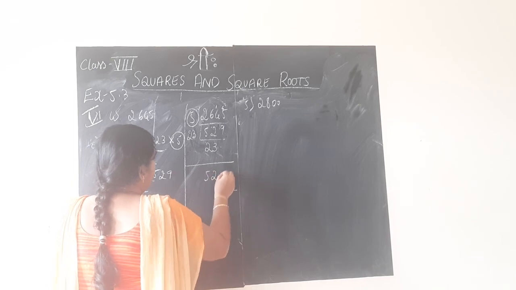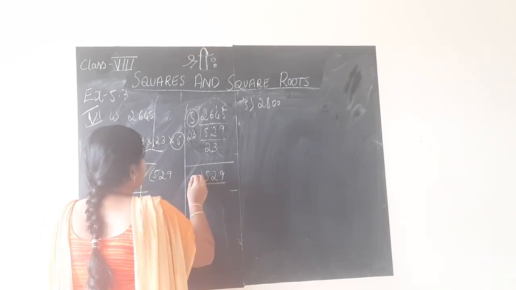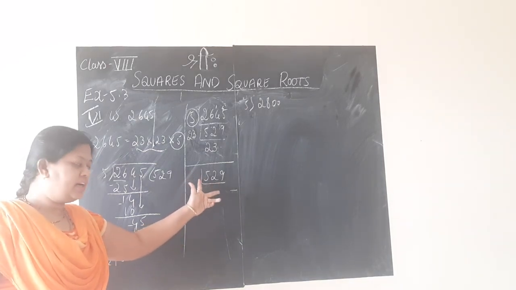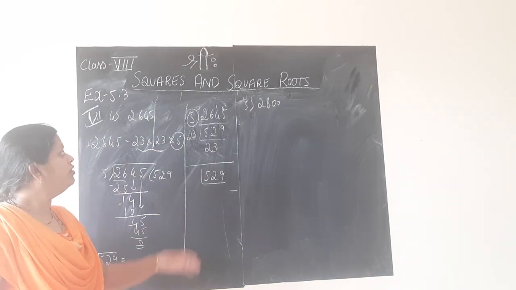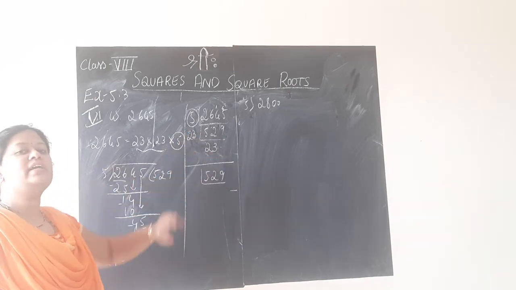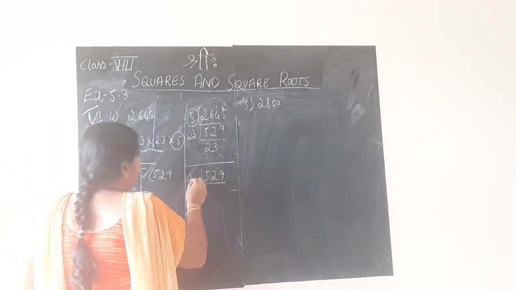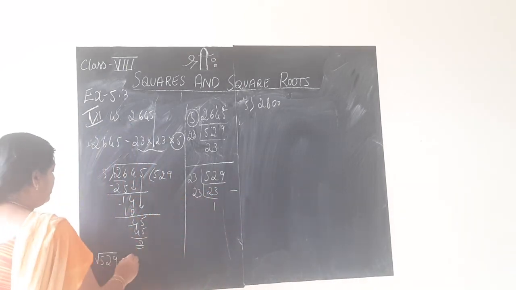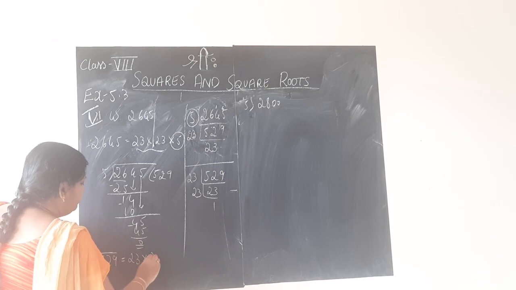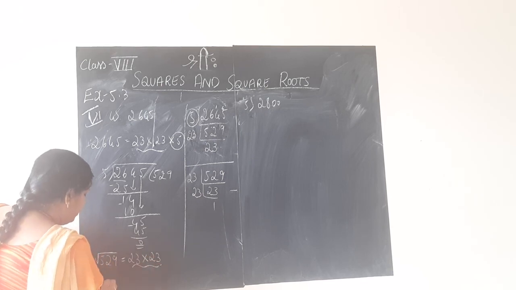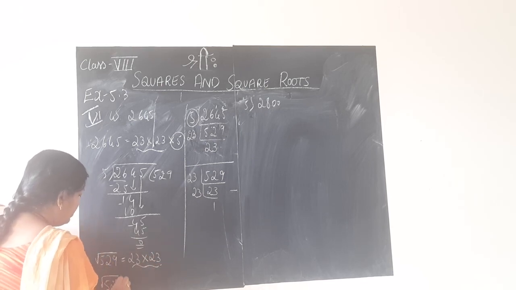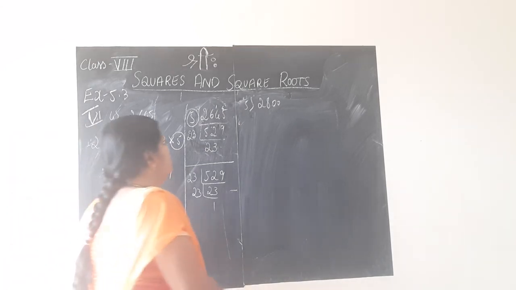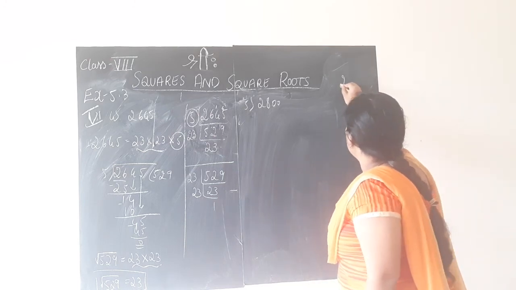But we have to find out the square root of 529. For that, do you think we have to go for the prime factorization method again? No need. Why? Just now we found out that 23 into 23 is 529. So directly you can write 23 into 23. 23 ones are 23. So 529 is 23 into 23, which is in pair. Next step, square root of 529 is 23. That's all, children. Next, you have 2800.